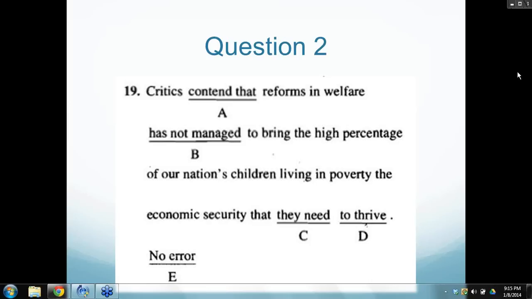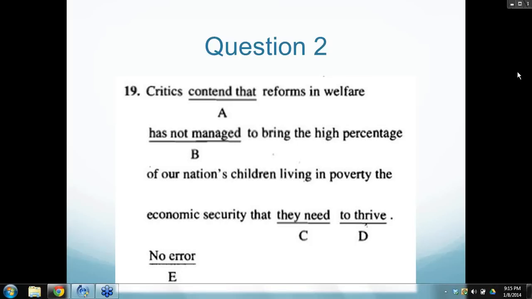Okay, most people have had a chance to vote. This was a tricky question, and the answers were kind of all over the place. But the right answer is choice B. The reason why is here, the word reforms, close that poll. The word reforms is the subject. That's a plural word. It's got an S at the end. So you have to say have not managed. Critics contend that reforms in welfare have not managed to bring the high percentage of our nation's children.